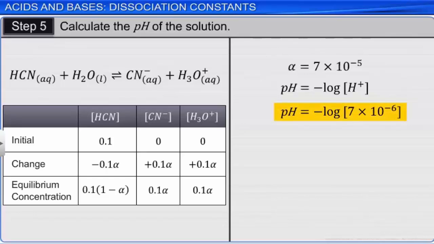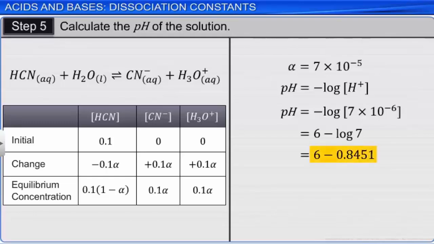Log 7 is 0.8451. Hence, the pH of the solution is equal to 6 minus 0.8451. This is equal to 5.1549. Thus, the pH of a decinormal solution of hydrocyanic acid is equal to 5.1549.